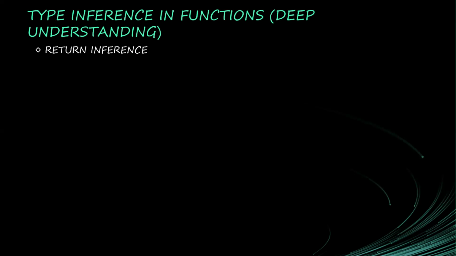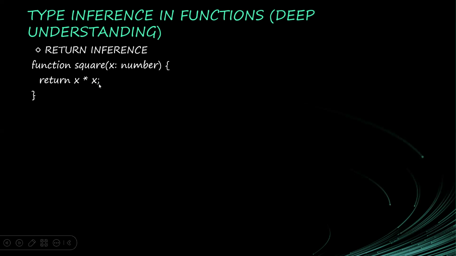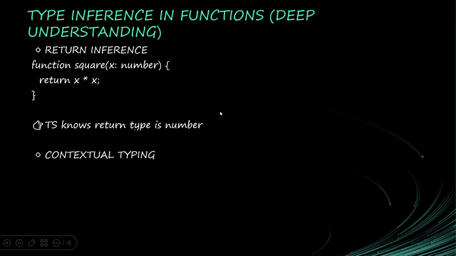So type inference in functions, the return inference. Based on your code, TypeScript understands what you're returning. In this case, x is a number, x times s is actually a number. So TypeScript will infer that this function is returning a number. You have seen it before. There's something we call contextual typing based on the context.